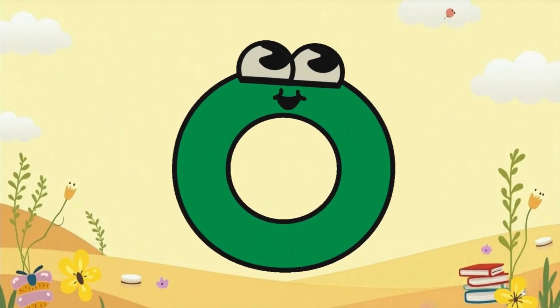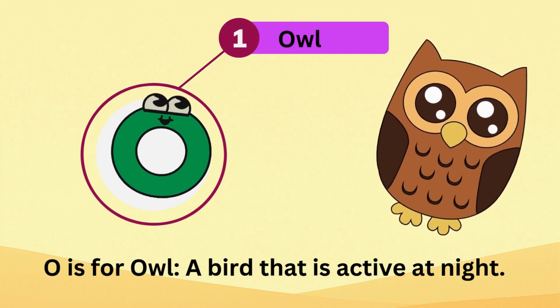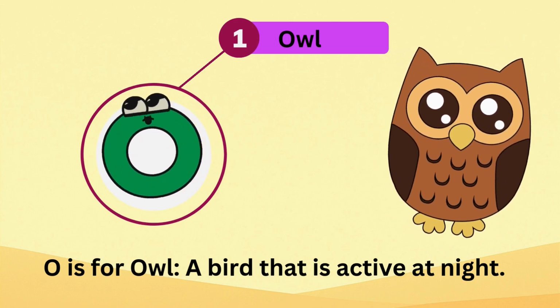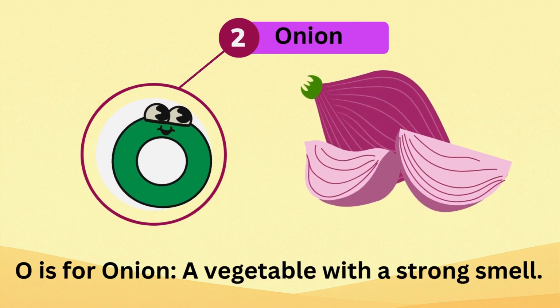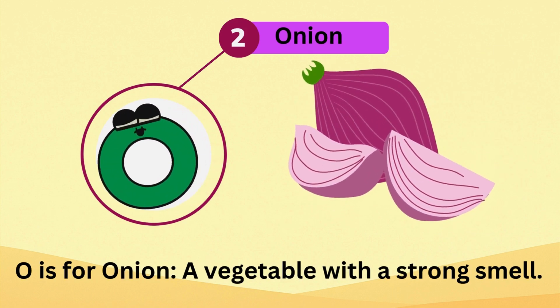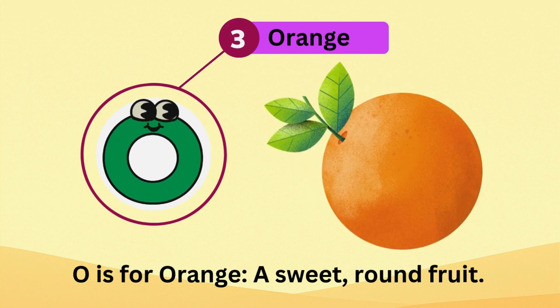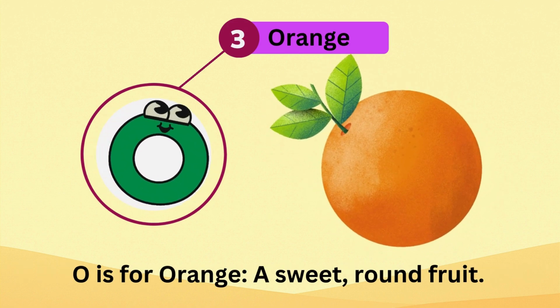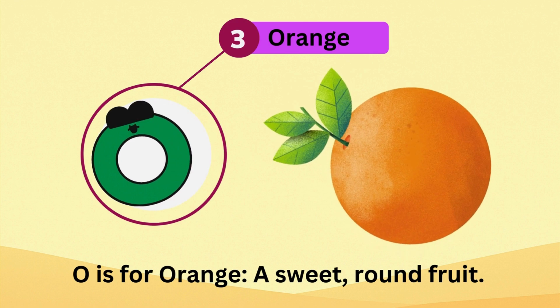O. O is for owl, a bird that is active at night. O is for onion, a vegetable with a strong smell. O is for orange, a sweet round fruit.